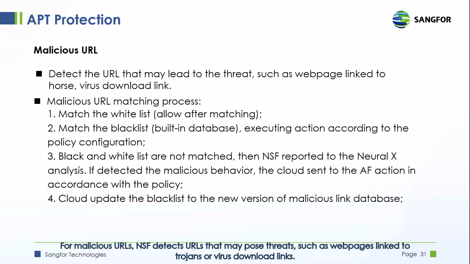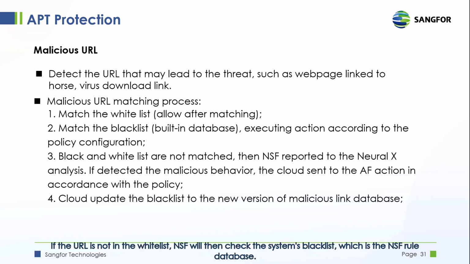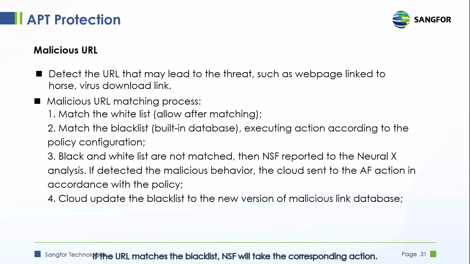For malicious URLs, NSF detects URLs that may pose threats, such as web pages linked to Trojans or virus download links. The process for NSF to block malicious URLs is as follows. First, it checks whether the URL is in the device's whitelist. If it is in the whitelist, NSF allows the URL. If the URL is not in the whitelist, NSF will then check the system's blacklist, which is the NSF rule database. If the URL matches the blacklist, NSF will take the corresponding action.